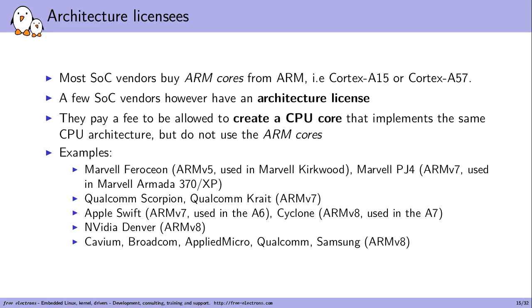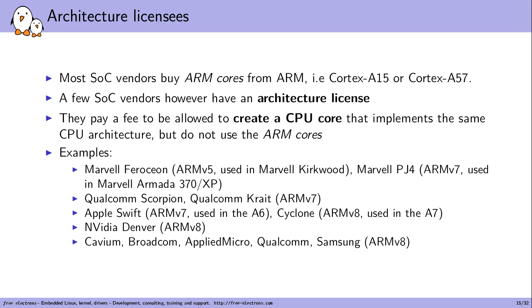But some SoC vendors decide to take a different route, and instead they purchase an architecture license. They purchase from ARM the right to implement from scratch another CPU that complies with the same specification. So they don't buy the core, they just buy the right to implement another core that complies with the same instruction set, same memory management unit, and so on and so forth. A few examples are below.